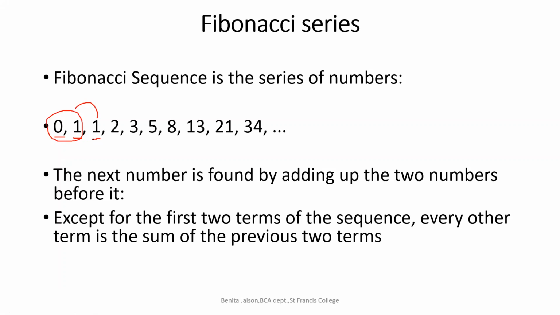If you add 1 plus 1, you will be getting 2. If you add 1 plus 2, you will be getting 3. If you add 2 plus 3, you will be getting 5. Likewise, 3 plus 5 will be 8. Any number in the series is got by adding the previous two numbers. Except for the first two terms of the series, every other term is a sum of the previous two terms.